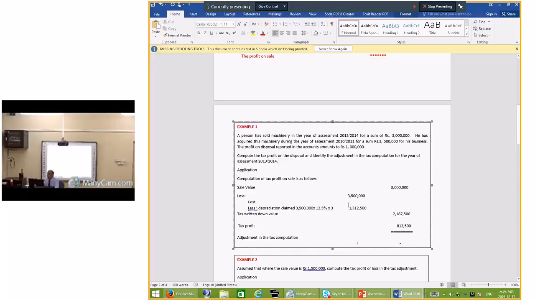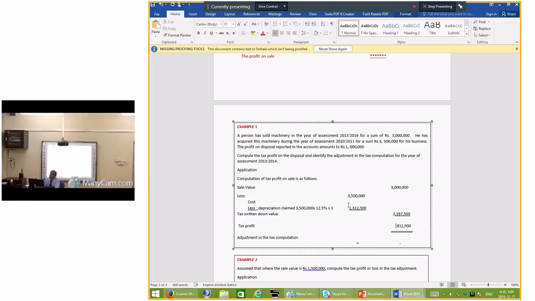They purchased the machinery for 3.5 million and for 3 years they have claimed capital allowances, for each year 1/8 of the 3.5 million. They claimed in 2010-11, 11-12 and 12-13. If the machine is purchased for 3.5 million in 2011, at 12.5% they can claim over 8 years.